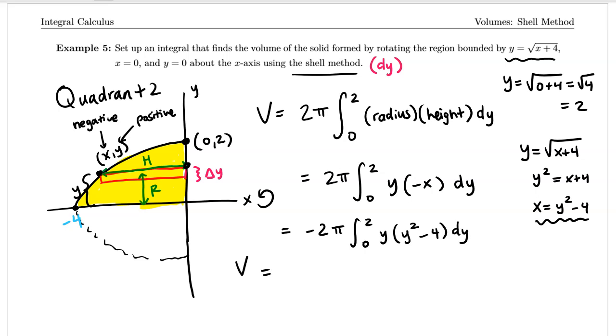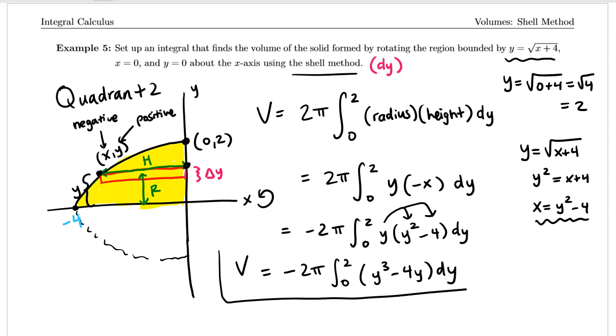And then volume equals negative 2 pi times the definite integral from 0 to 2. If I distribute in my y, we're going to get y cubed minus 4y dy. And again, this one only says to set up the integral, so this is technically our final answer. But why don't we go ahead and integrate it just to make sure that we did this correctly?